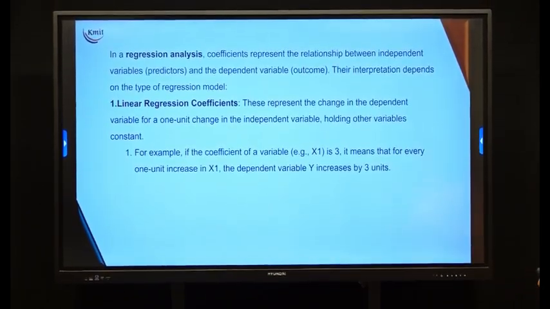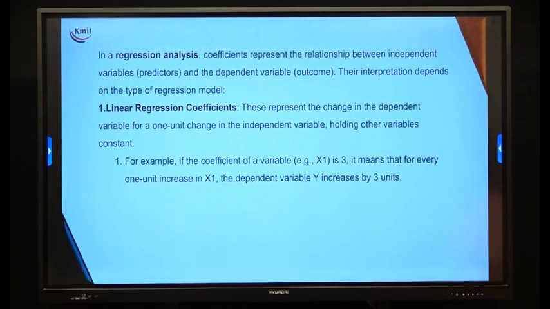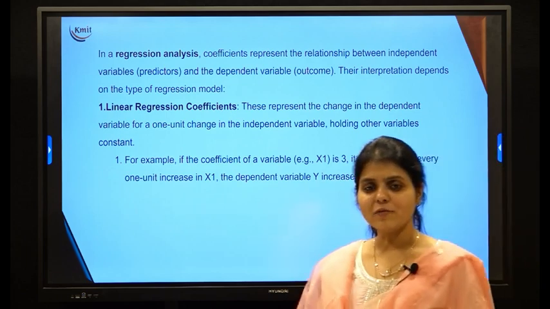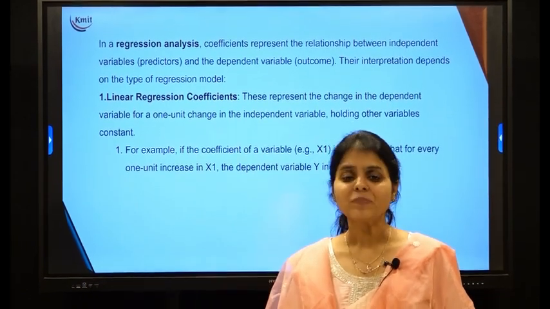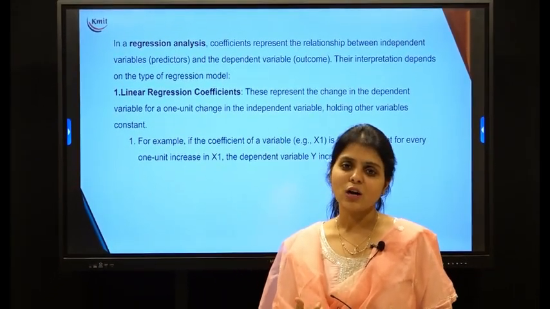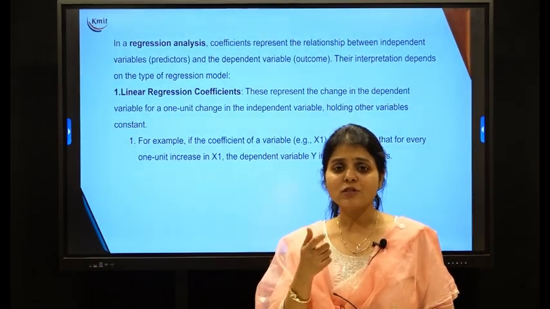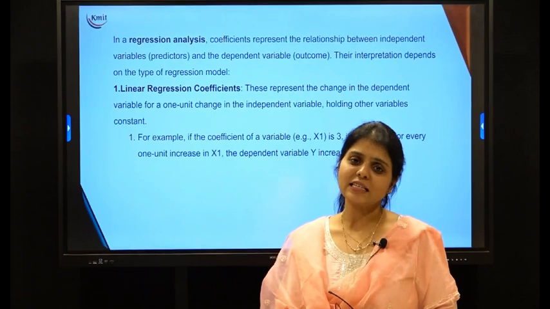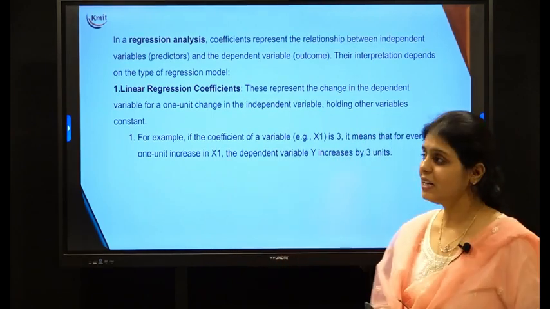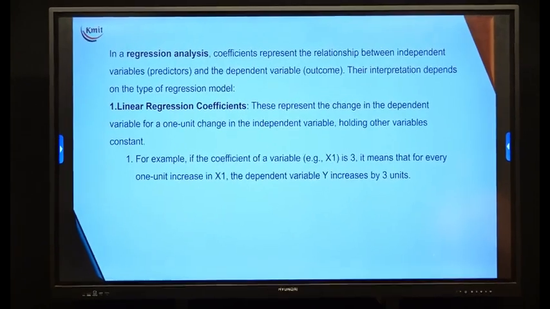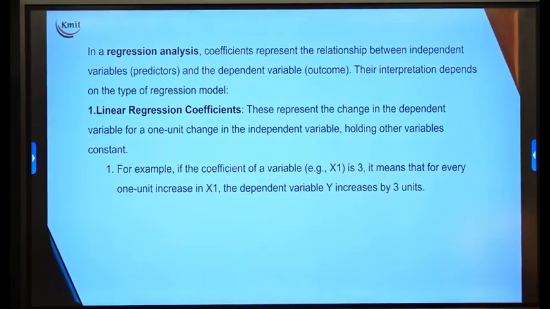When we talk about regression analysis, a coefficient represents the relation between input and output variables. The input is called the independent variable, and the output is called the dependent variable. So these coefficients give us the relation between x and y, that is, the independent variable and the dependent variable. The interpretation of the coefficients depends upon the type of regression model we choose.